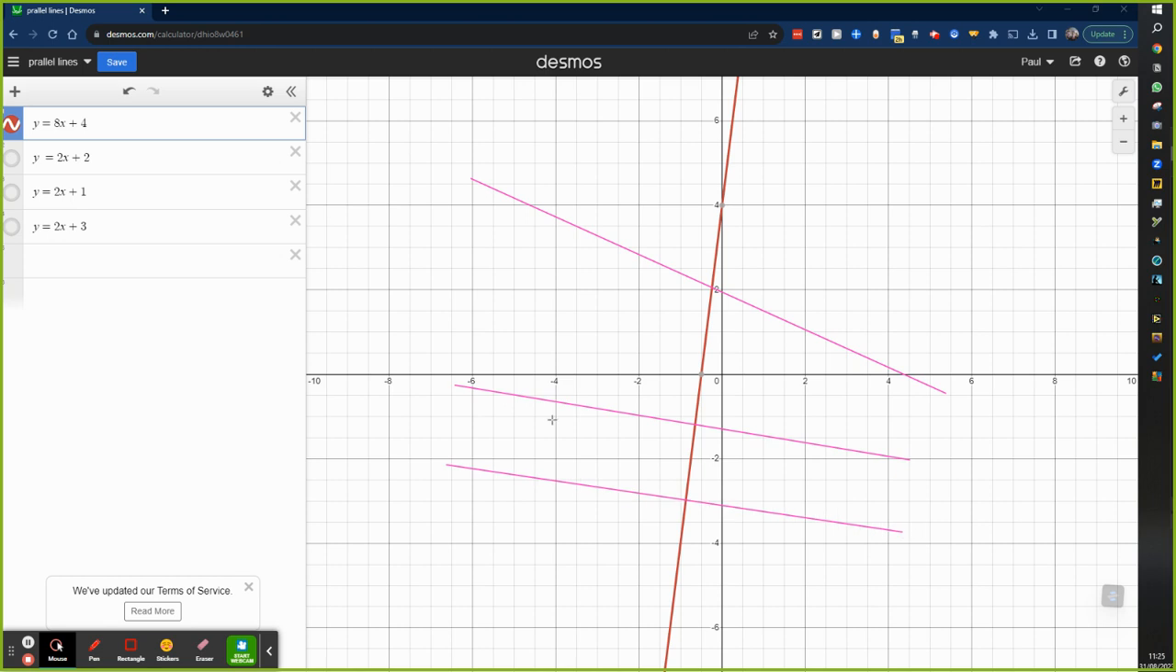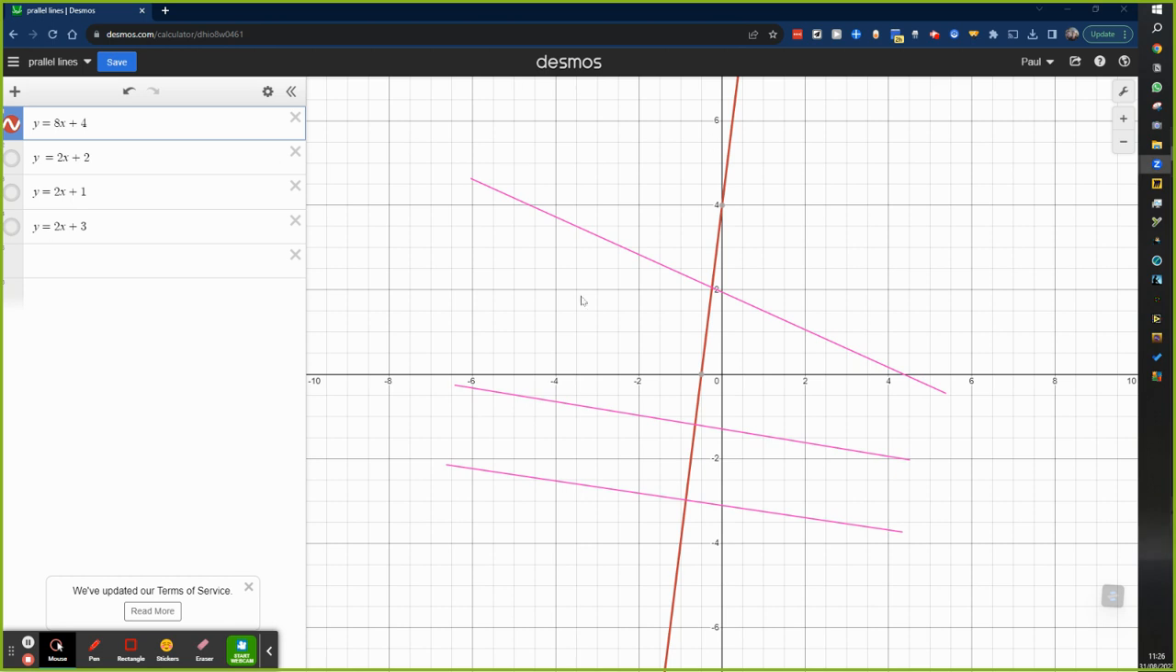So, this one would be going through, looks like about 1.2. This one will be going through about negative 1.2 maybe. This one will be going through about negative 3.1, something like this. But it doesn't matter what the y-intercept is. With the parallel lines and with perpendicular lines, we're only interested in the gradient. The intercept makes no difference.